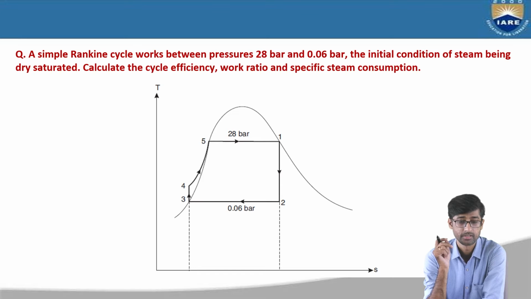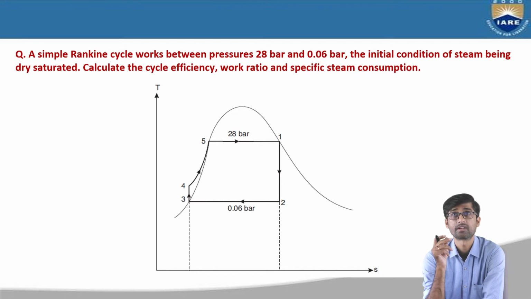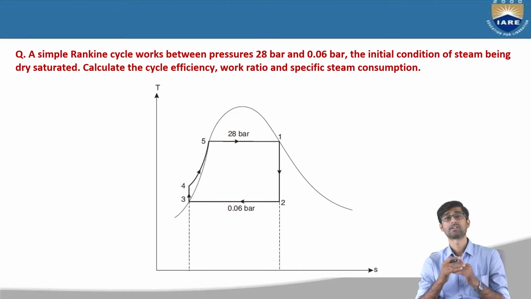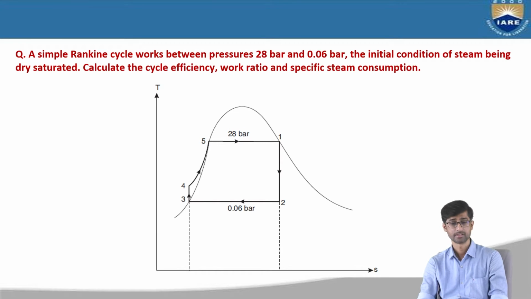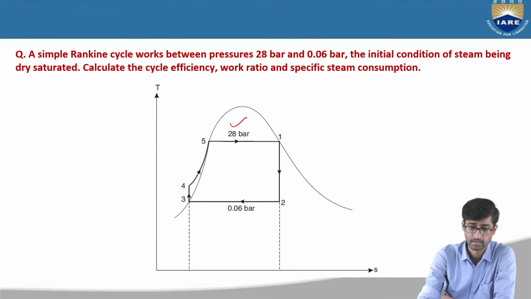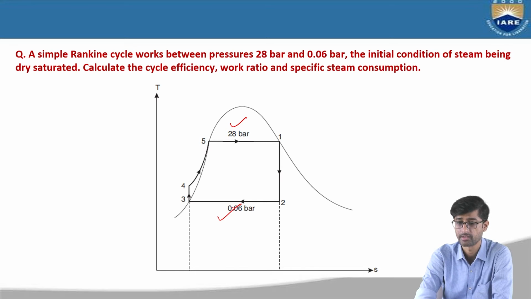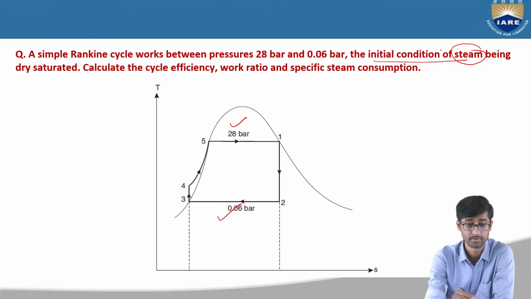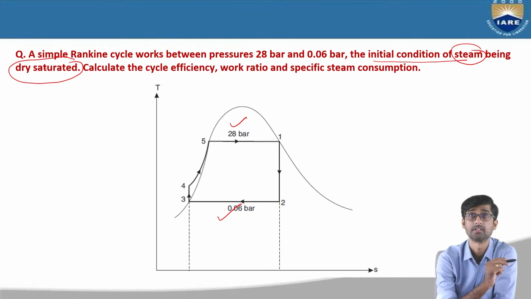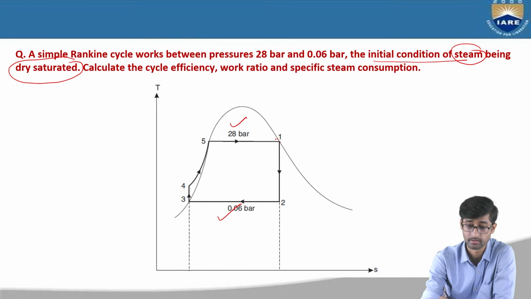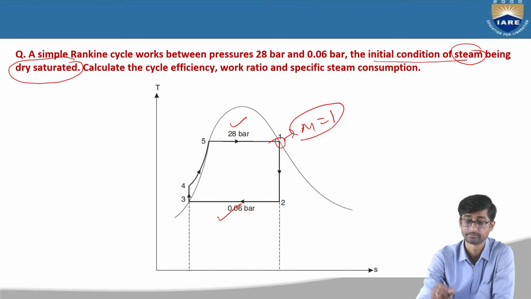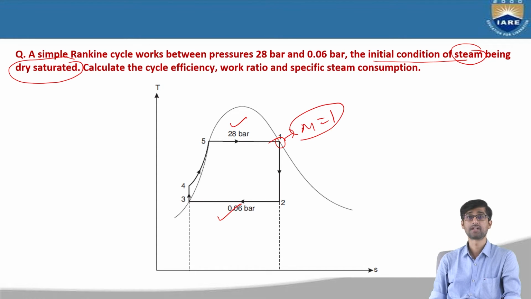What is the question? A simple Rankine cycle working between two pressures. One is boiler pressure and second is condenser pressure. So boiler pressure is given 28 bar, and condenser pressure is given 0.06 bar. The initial condition of steam is dry and saturated. That's why the point 1 should be here, where the dryness fraction is equal to 1. The initial condition of steam is dry and saturated, right?